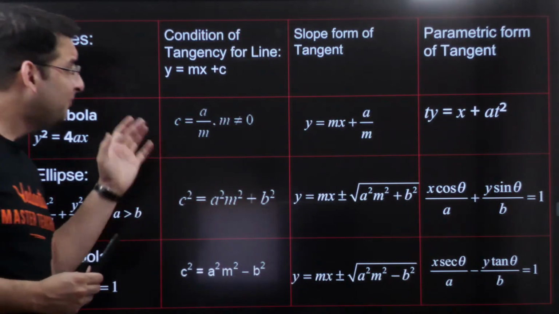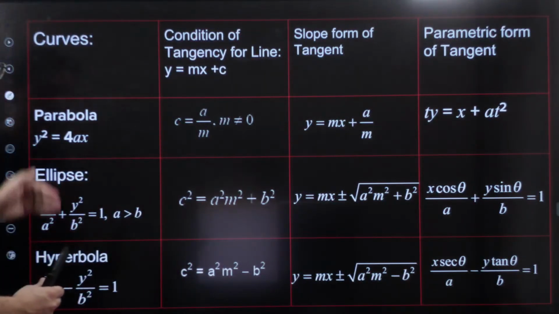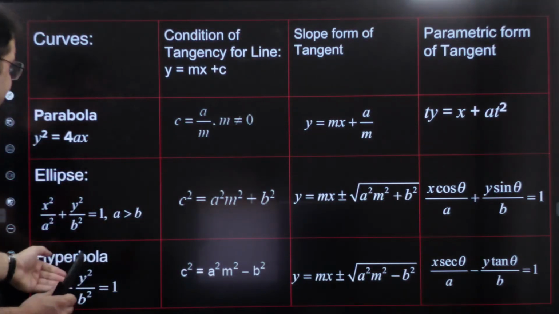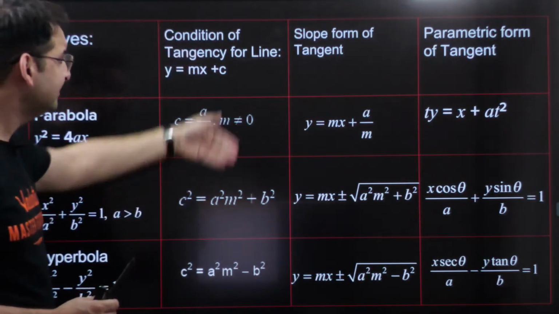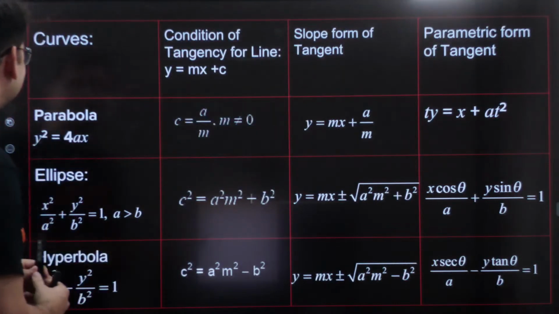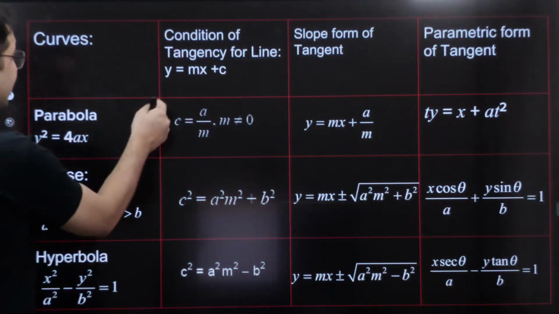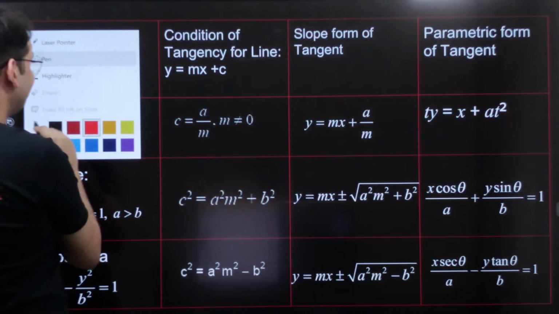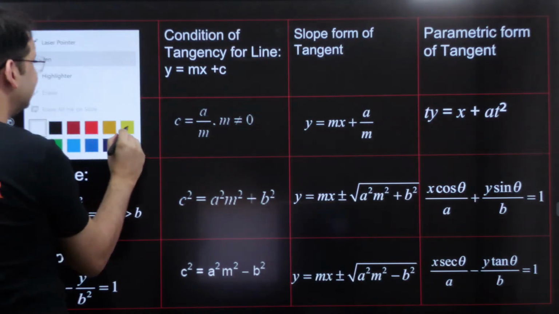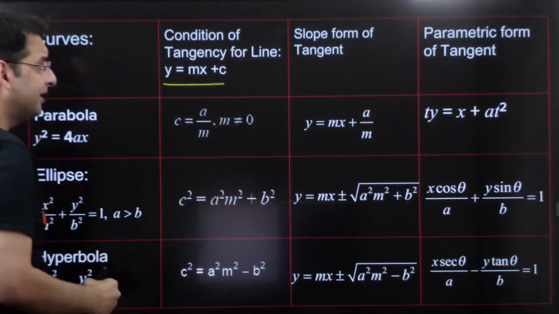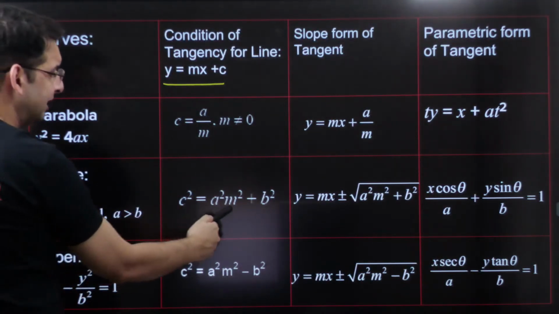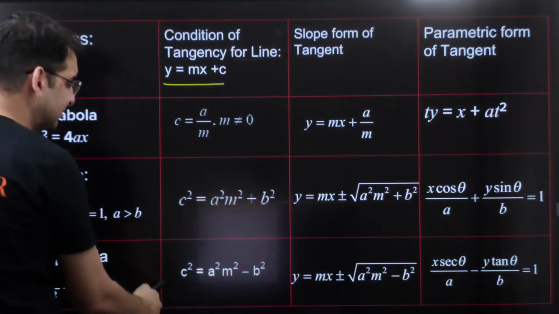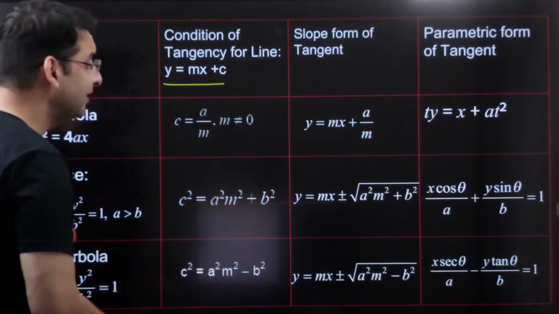This is a very important table, and what I've done is I've taken three standard conic sections and written certain standard points. For example, y square is equal to 4ax. If y is equal to mx plus c is the condition for tangency, then c is equal to a by m in the case of the parabola, c square is equal to a square m square plus b square in the case of the ellipse, and c square is equal to a square m square minus b square in the case of the hyperbola.